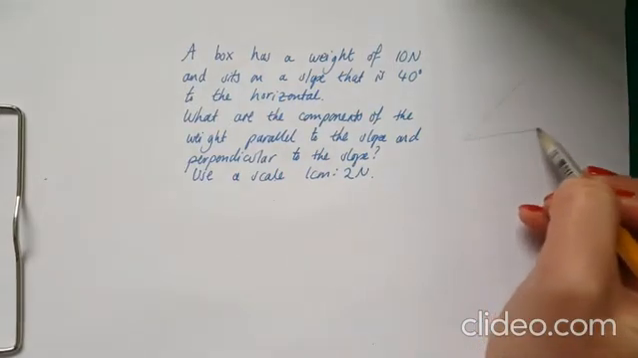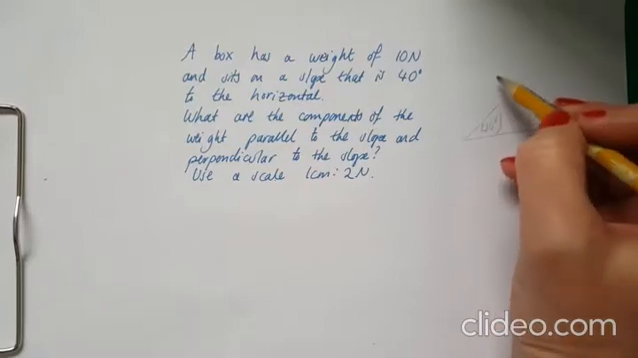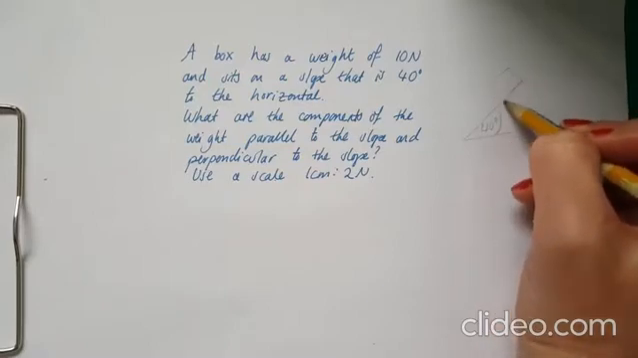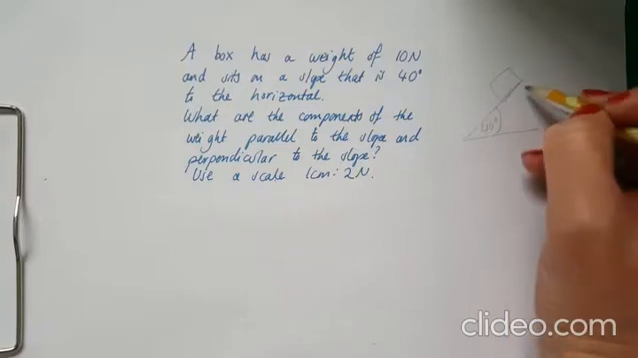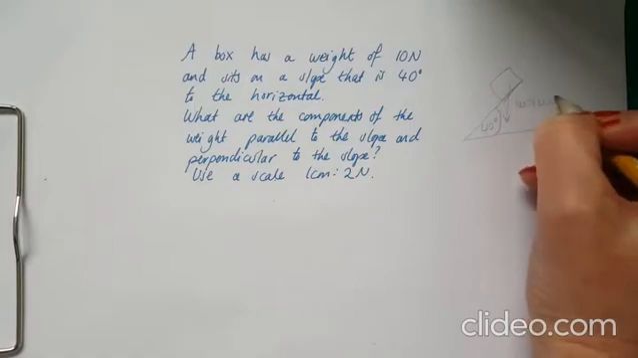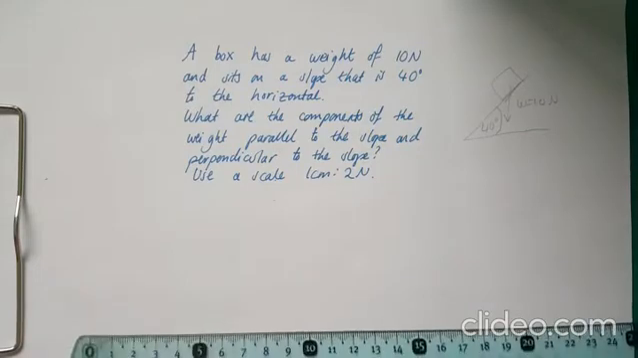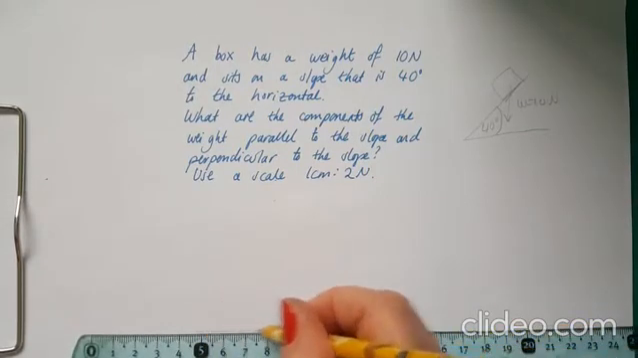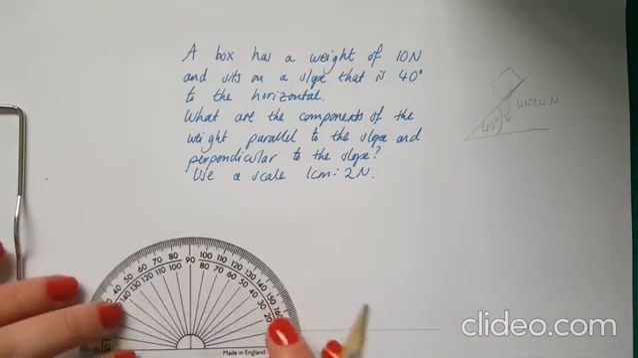So I'll start by making a little sketch of the situation. We have a slope that is 40 degrees to the horizontal. There is a box on top of that slope, and there is the weight acting straight down, and that is 10 newtons. So to answer this question, we're going to use a scale drawing. And I'm going to start with a horizontal line, and I'm going to put the slope in, which is at 40 degrees to the horizontal.